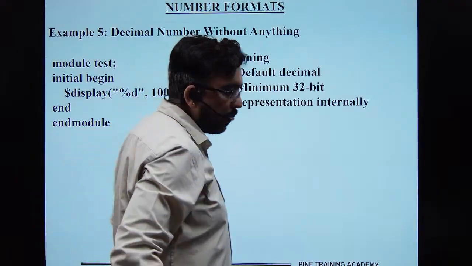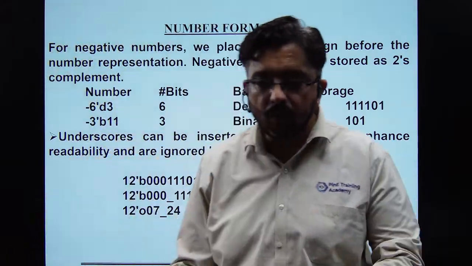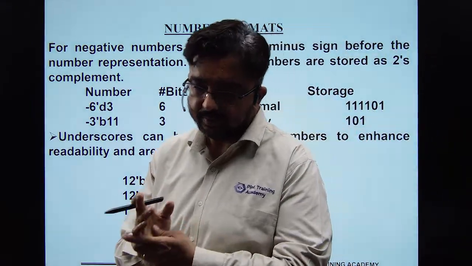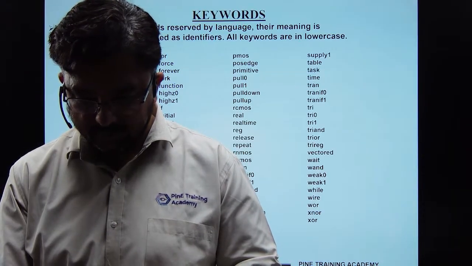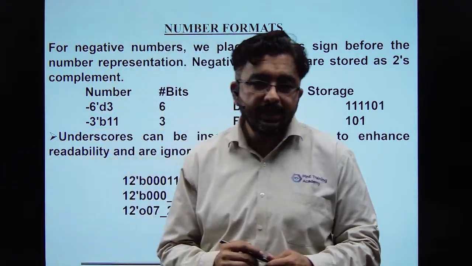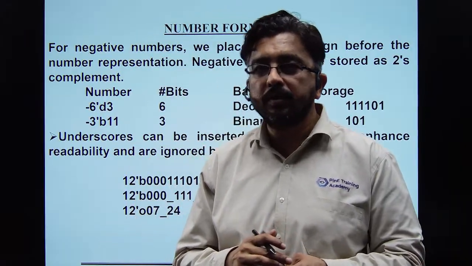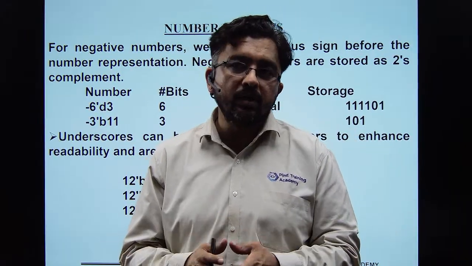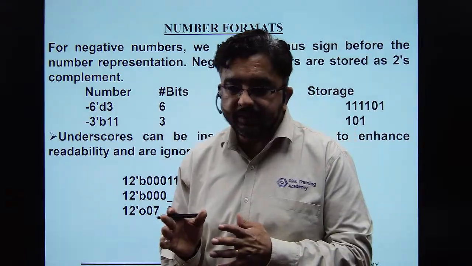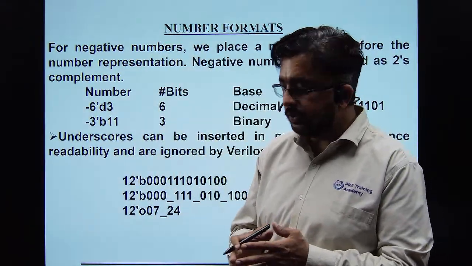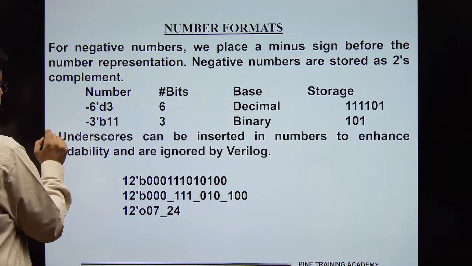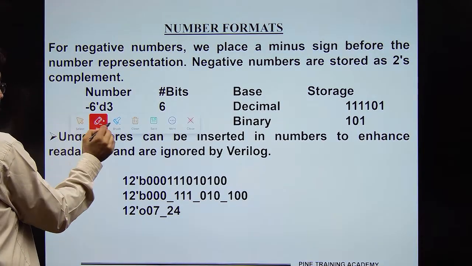This slide is very important. Only 3 slides we have. For any negative number, I have shown you the representation of numbers in Verilog in the positive way. What happens if it is a negative number? There is a minus sign before the representation. Negative numbers are stored in 2's complement. This is the right way.